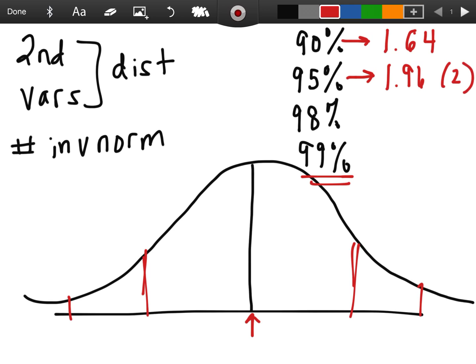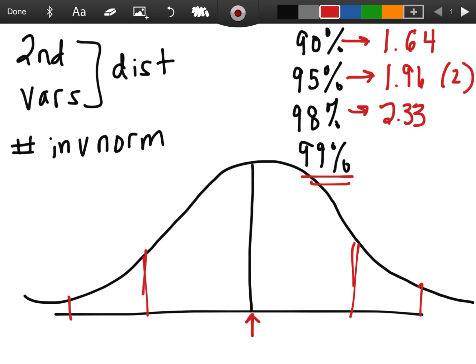In your problem set, you have to do a 98% confidence interval. So I'm going to do second distribute, go down to inverse norm, and enter 0.98. I'm going to arrow down and take this down to paste. I'm getting even farther away because I'm more confident I'm going to grab my real mean. So this is 2.33 standard deviations away from the mean.